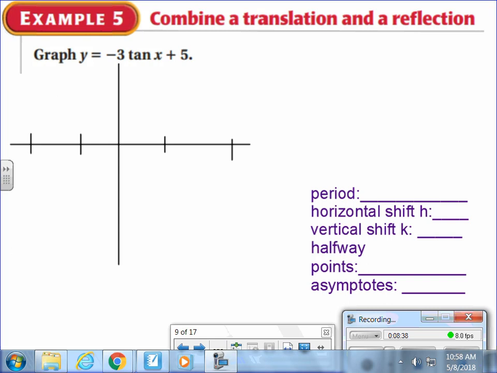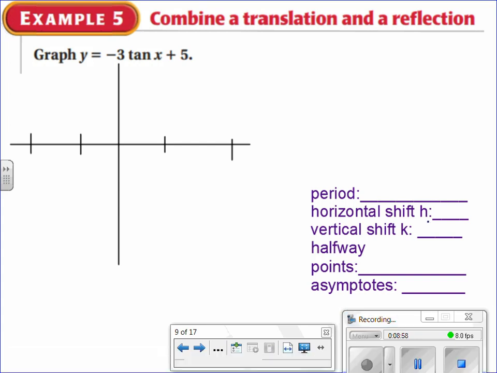I am seeing that negative out front. So I know before I even start, this tangent graph we flipped upside down. That 3 is our A value. That'll kind of affect our halfway points. And that 5 is our up-down shift. So before I even start, I know there will be a 5 up shift. No horizontal shift. Okay? What do you guys think the period is? If A is 3, what's the B value?